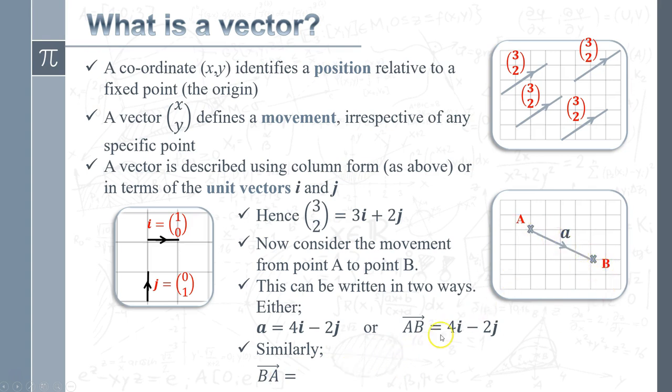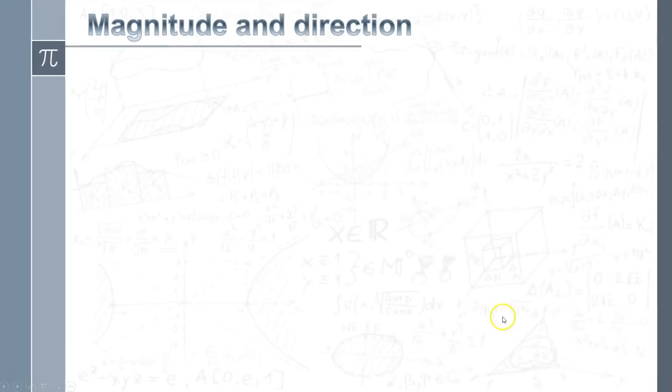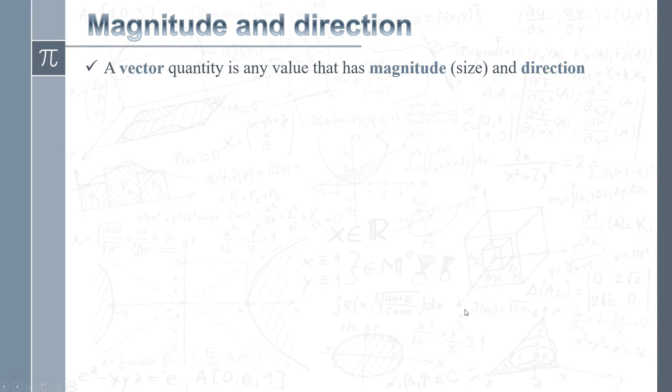And so, if AB is 4i minus 2j, to get from B to A, I'm going minus 4i plus 2j, so basically reversing the signs here. It's the negative version, which is minus 4i plus 2j. Okay, so that's the basics. Moving on, we've got another couple of definitions just to go through.